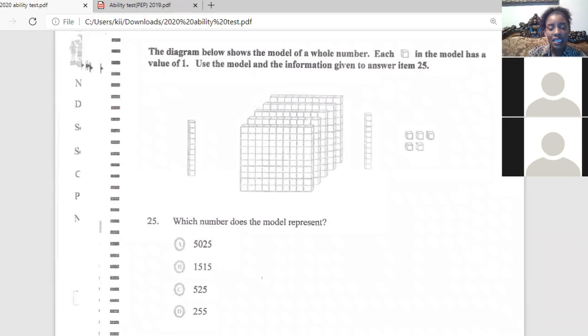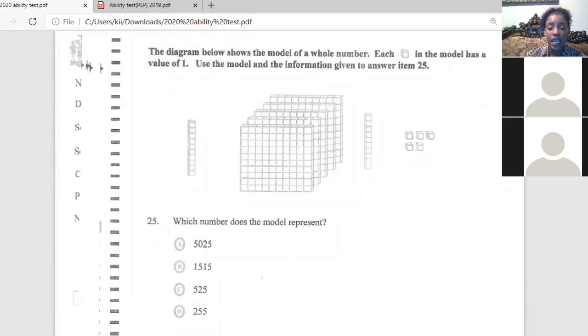You might not see this question on the 2021 ability test paper, simply because this is a question that deals with base 10 blocks. We have not seen this question on the 2019 paper. We have only seen it on the 2020 paper. So we're not sure if it's going to be repeated on the 2021 ability test paper.